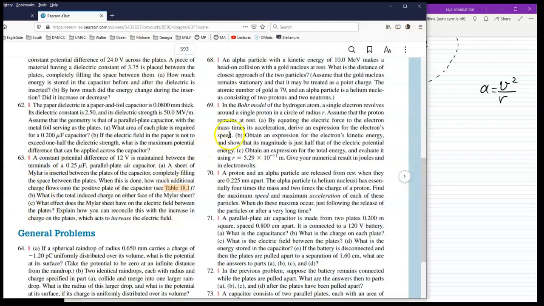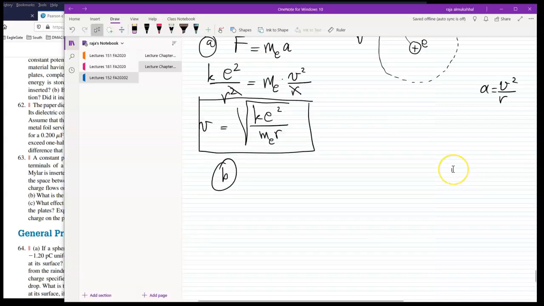He says, obtain an expression for the electron's kinetic energy and show that its magnitude is just half that of the potential energy. Okay? How do we do it?